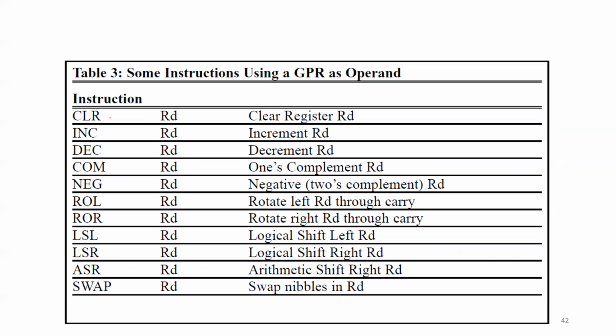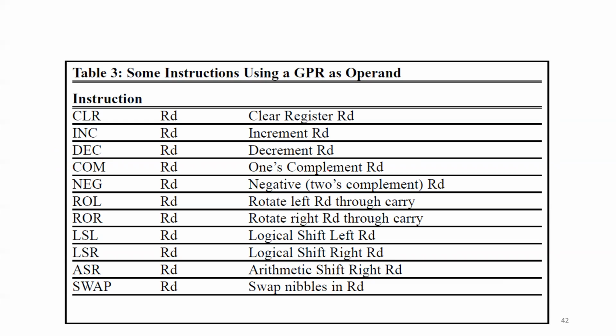Also, you can use some other instructions with general purpose registers. CLR, or clear, means clear register RD, which means clean the register from any data. So it would make the whole register zeros. Okay, so clear RD: after executing this instruction, assume clear R1, for instance, the value inside R1 would be 00. Increment is going to increment the value as we discussed. Decrement will reduce the value by 1.